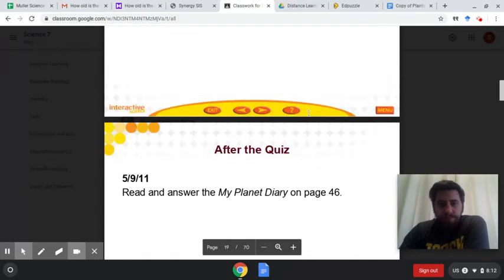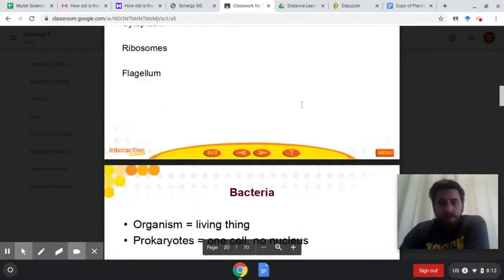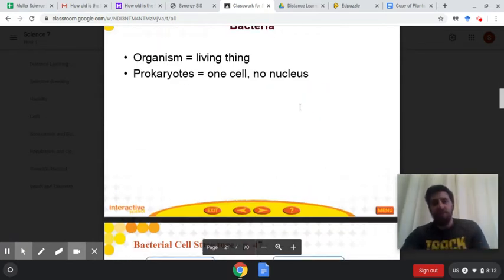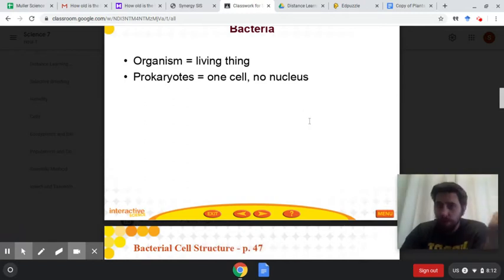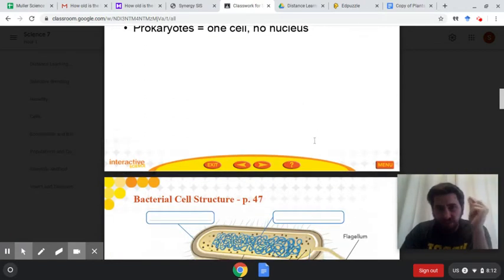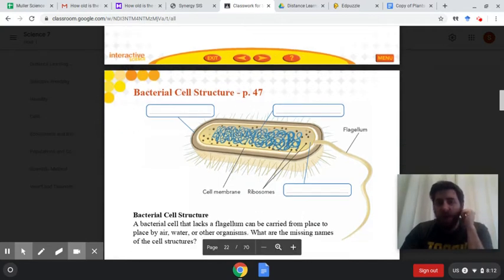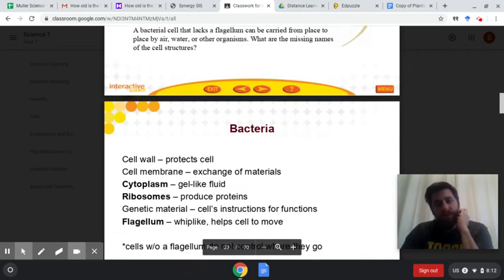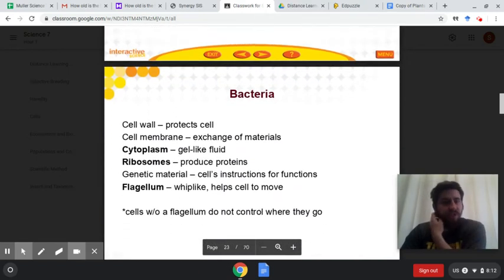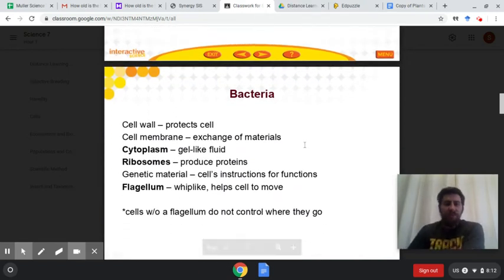And now we talk about bacteria. Bacteria, they're a living thing. They're prokaryotes, one cell, no nucleus. They're unicellular. They are both autotrophic and heterotrophic. Some interesting things is they have a flagellum. They have a cell wall.